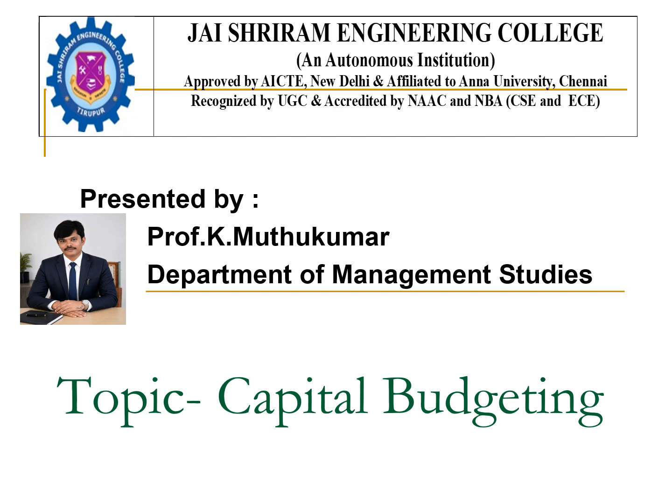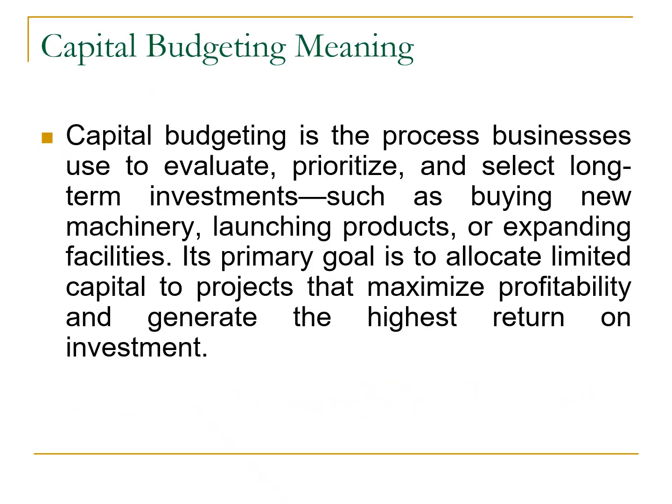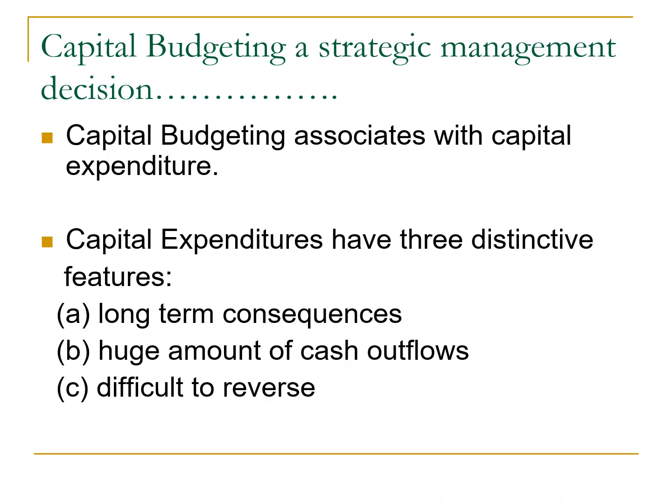Today we are going to see about the topic, capital budgeting. So what do you mean by capital budgeting? Capital budgeting is a process used by businesses to evaluate, prioritize and select long-term investments such as buying new machinery, launching products or expanding facilities. Its primary goal is to allocate limited capital to projects that maximize profitability and generate the highest return on investment.